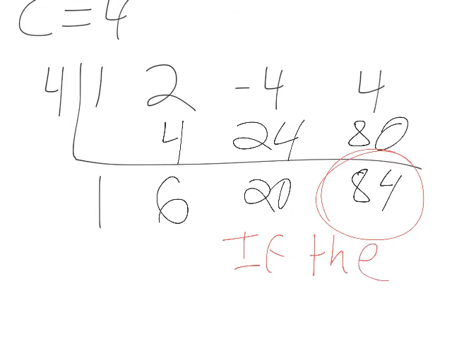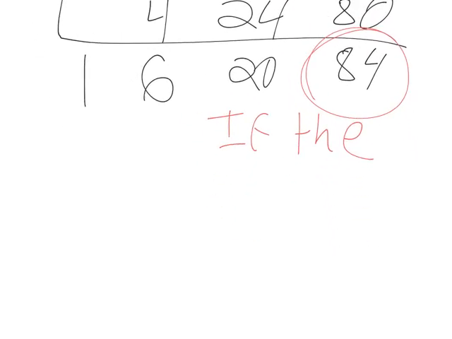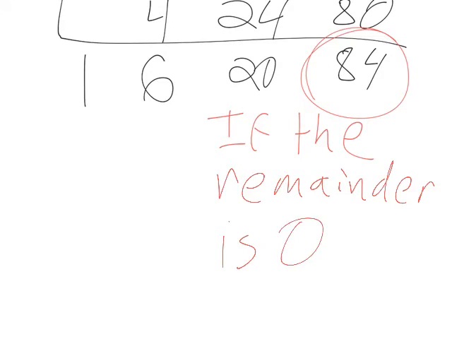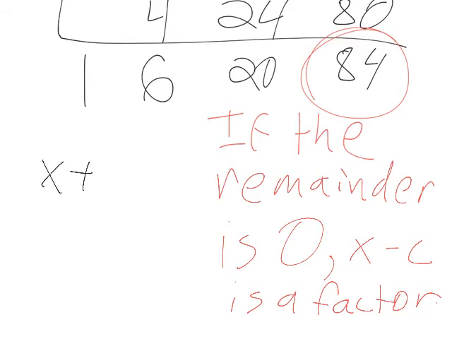Let me scoot up and give myself a little bit of room here to write this. If the remainder is 0, x minus c is a factor. And the remainder here is not 0, is it? The remainder here is 84. And so what that means is that x minus, whoops, I'm sorry, said it right, wrote it wrong. x minus 4 is not a factor.